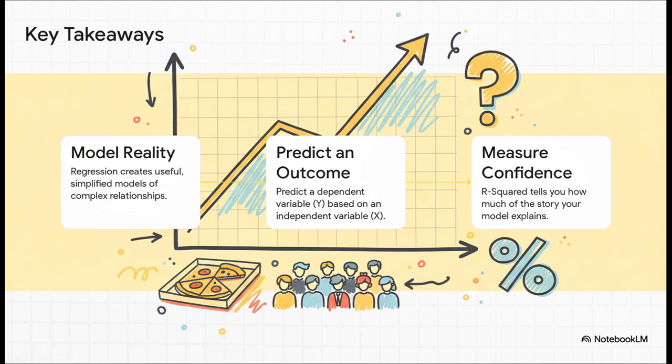Second, regression gives us a recipe, a formula to predict an outcome, our y, based on just a single input, our x. And finally, R squared is that all-important report card that tells us exactly how much we can trust the story our model is telling us.